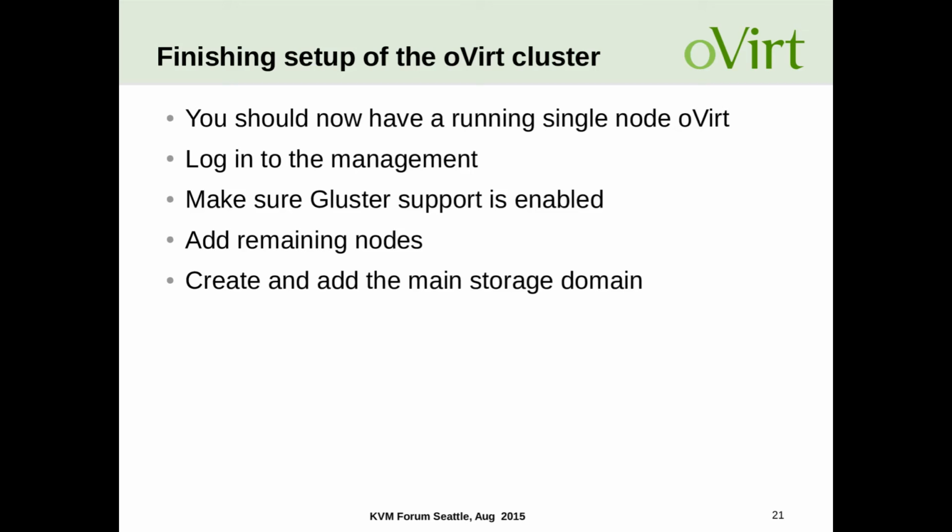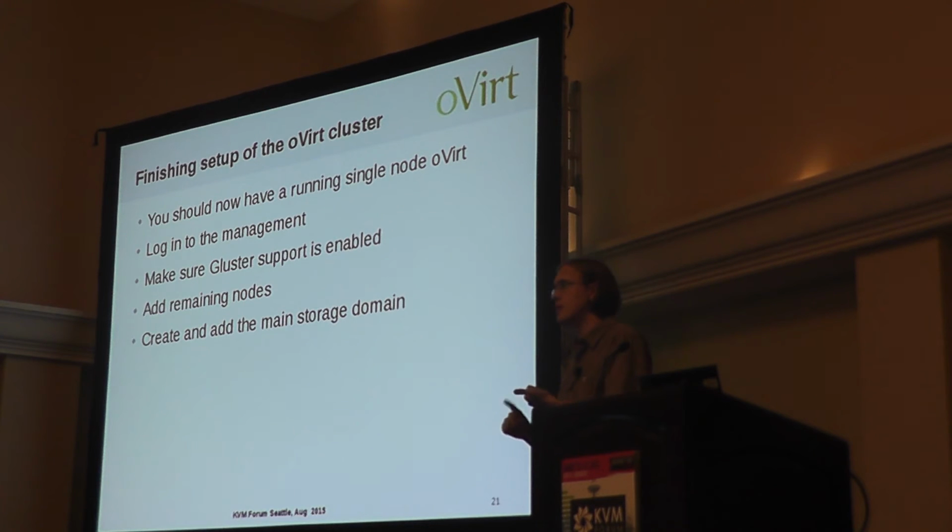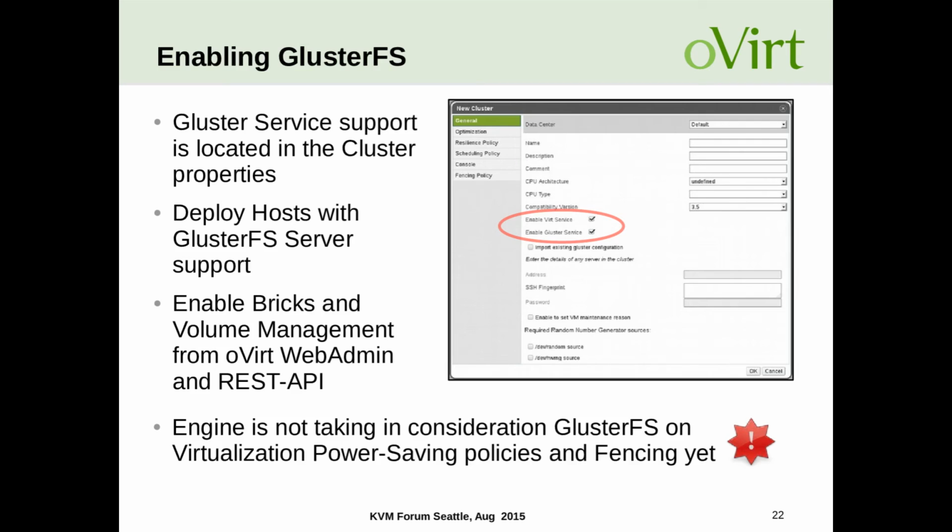Now, to finish setup of the oVirt cluster, you now have a running management, but it doesn't contain anything. You can see one host there, the one that's running the management. You can see the VM with the management, and the storage for the management is hidden. So you only log in, you make sure that Gluster support is enabled, that you can add remaining nodes, you create and add the main storage domain. I have slides for that.